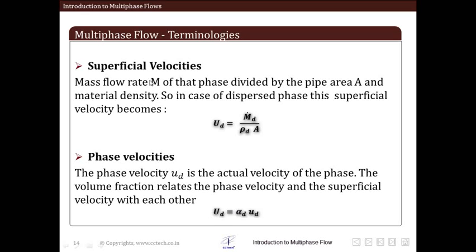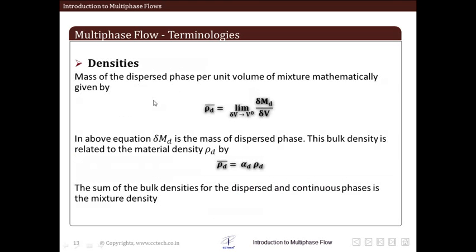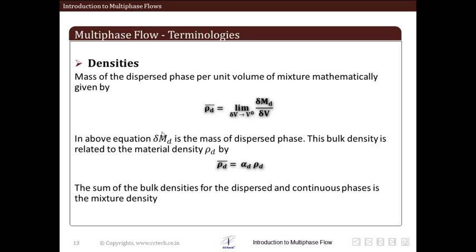This term, that is the phase velocity, as well as this term, that is the bulk density, these two terms are generally defined for our convenience purpose for studying multiphase flow, and these are different from the actual velocity and the actual or material density of the phase, and they are usually obtained by multiplying the actual density and the actual velocity by the volume fraction.